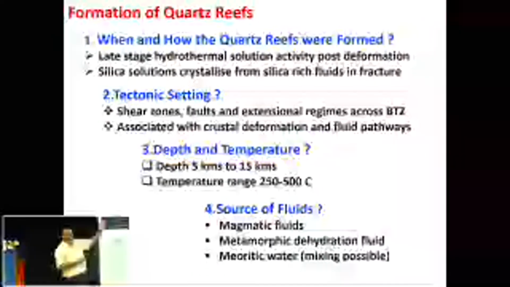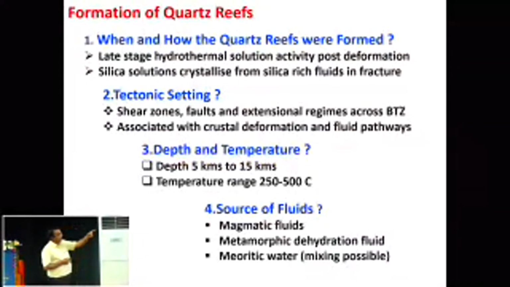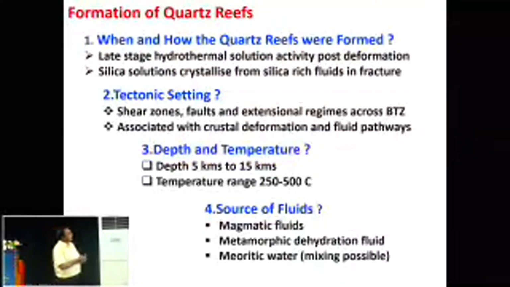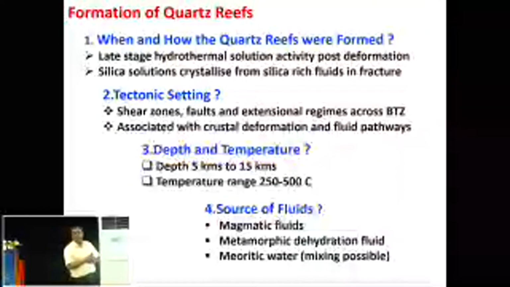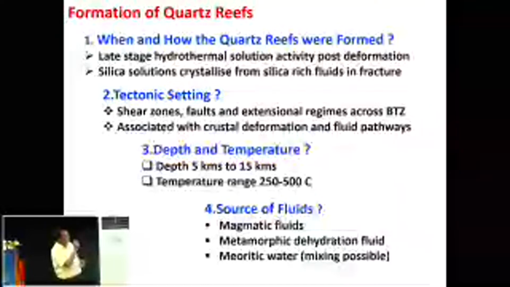Tectonic setting: they are developed in the shear system, not away from that. In the shear system, the extension regimes were there, but they are across the Bundelkhand tectonic zone, associated with crustal deformation and fluid pathway. Depth 5 to 25 kilometers, and temperature ranges from 250 to 500 degrees Celsius. The fluid sources may be magmatic fluid, metamorphic dehydration fluid, or meteoric water mixing by some other things.